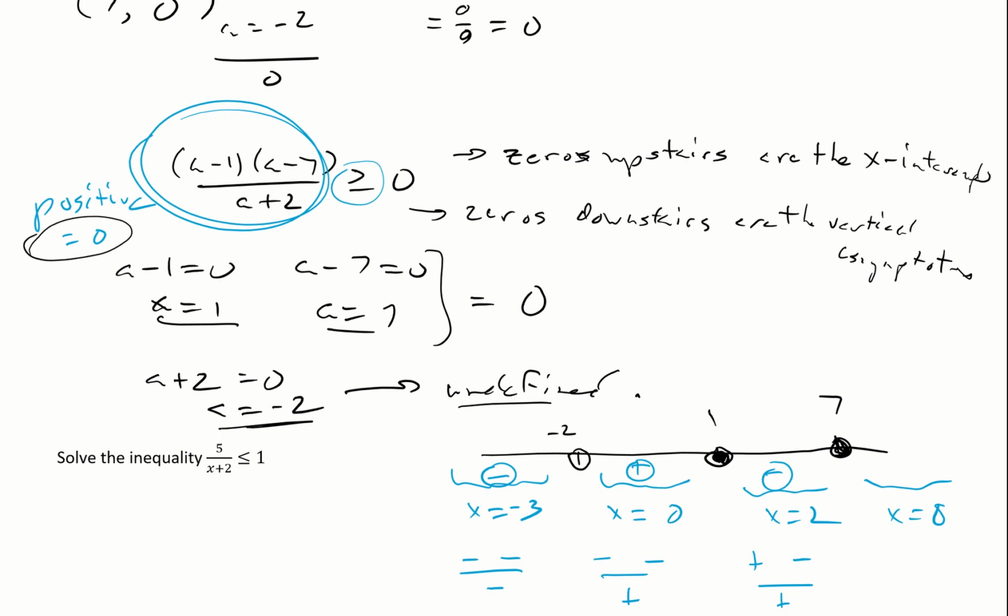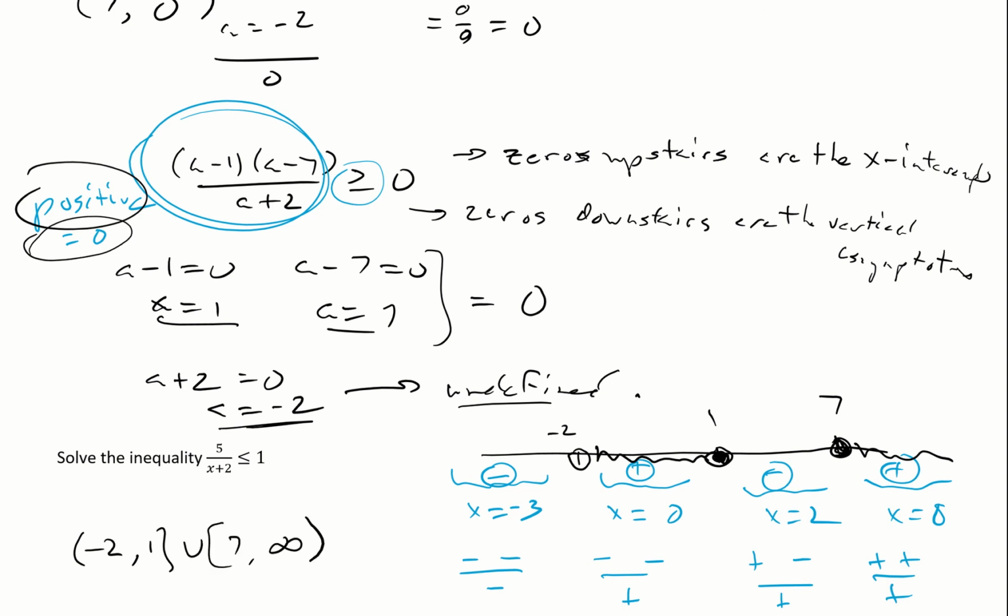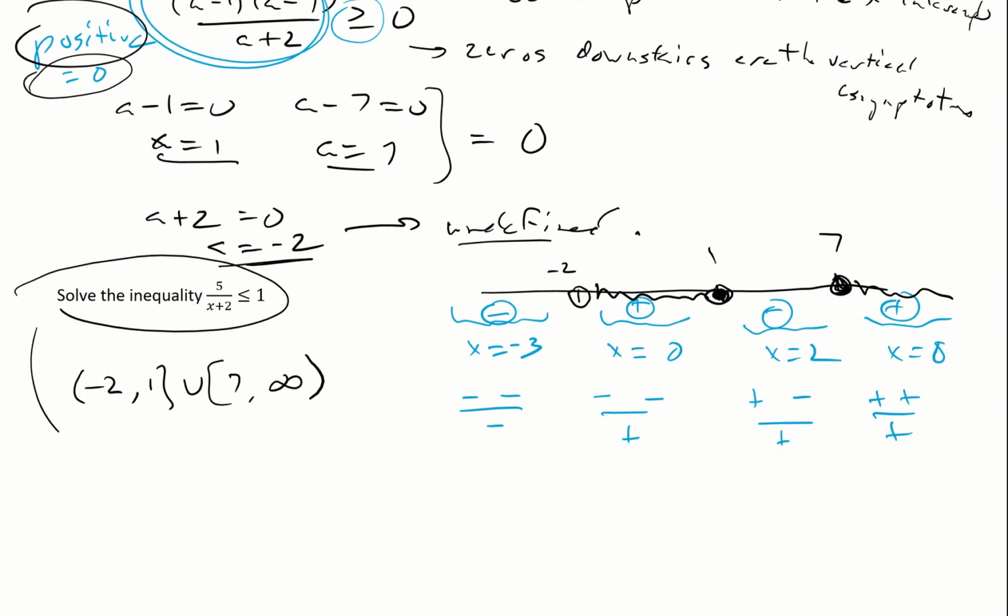And then finally, 8. Guess what? Plus, plus, and plus, right? Positive, positive, and positive. This guy is positive. What do they want? They want positive, right? There it is. So they want this interval and also way over here, this interval. So in interval notation, we'd say -2 to 1, union 7 to infinity. Okay, that one's done. Now, this one I know you'll have a question on. You can certainly look it up. I'll just do a couple steps on this one to show you.